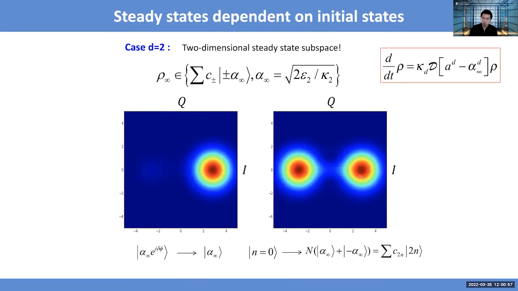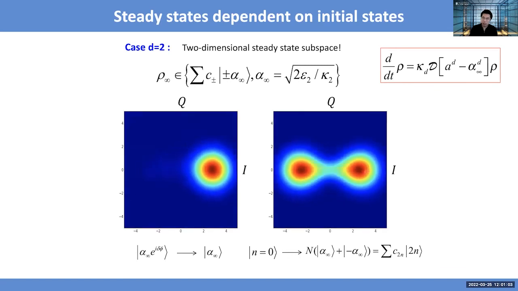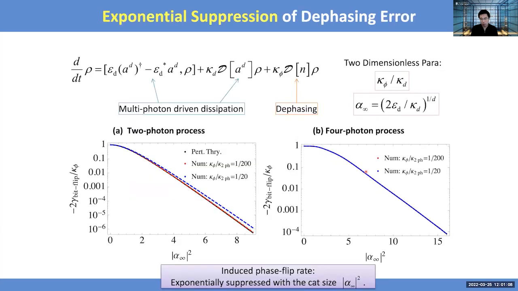So if your initial state is a logical state in the steady state subspace, then it will help you protect against the dephasing noise. You may look into the references, where you get exponential suppression of dephasing error in the presence of this dissipation. So dissipation can help you continuously correct errors without the complication of measurement and feedback.